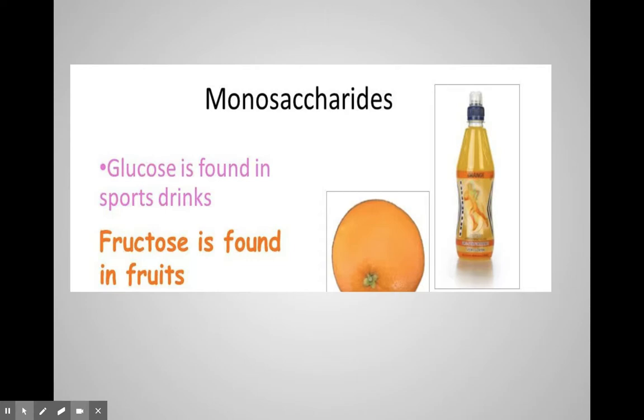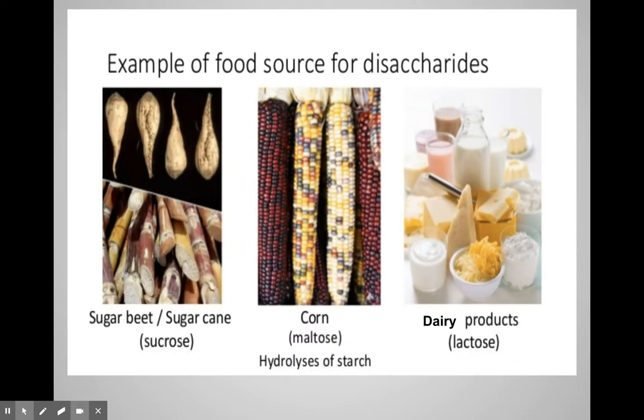Monosaccharides, remember, one sugar: glucose, there's that ose, that's found in sports drinks, and fructose, that's found in fruits, are monosaccharides. Some disaccharides would be like a sugar beet or sugar cane, that's sucrose. Corn is maltose, and dairy products have lactose. Anytime you hear a word that ends in tose or ose, you know that we're talking about carbs here. We're talking about some type of sugar.